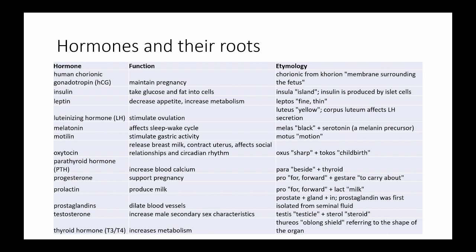Melatonin affects the sleep-wake cycle. It comes from melis, meaning black, plus serotonin, which is a melanin precursor. Motilin stimulates gastric activity. The word motilin comes from motus, meaning motion.